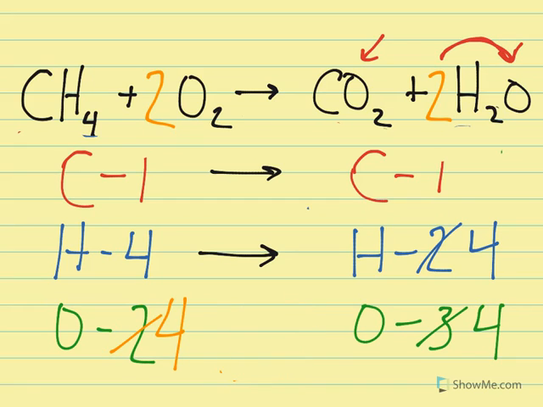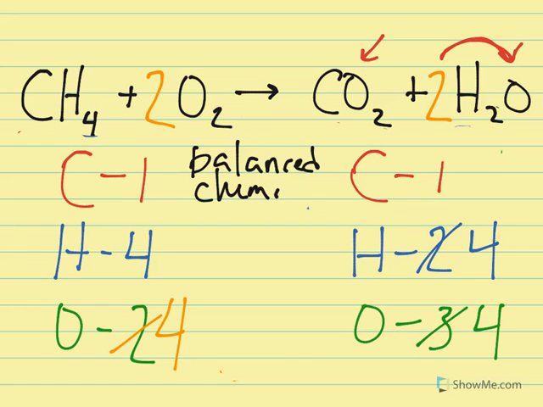So now that everything is equal, 1 carbon went in, 1 carbon came out. 4 hydrogens went in, 4 came out. 4 oxygens went in, 4 oxygens came out. We have what is called a balanced chemical equation. Balanced chemical equations are produced by using coefficients to make sure that the same number of atoms that go into a reaction equals the same number that comes out.